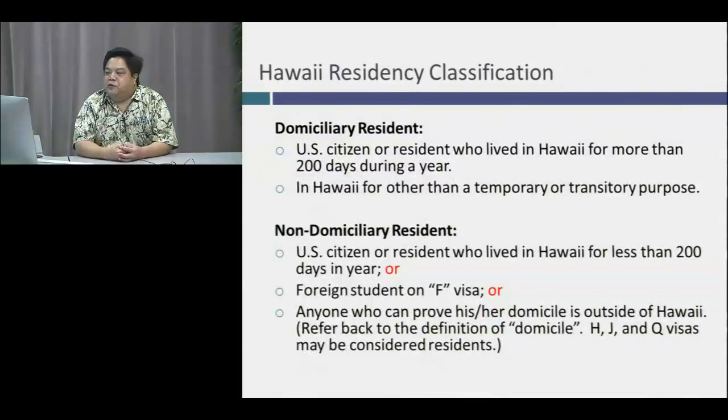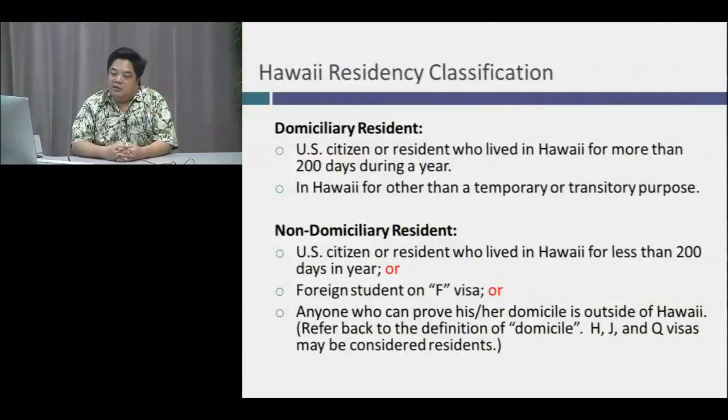So just to further stress the definition, when they say domiciliary resident, it has to be more than 200 days during a year. And you're only in Hawaii for a transitory purpose, meaning you're in Hawaii for a specific purpose, like studying as an F1 or doing military duties for 1 or 2 years, etc.